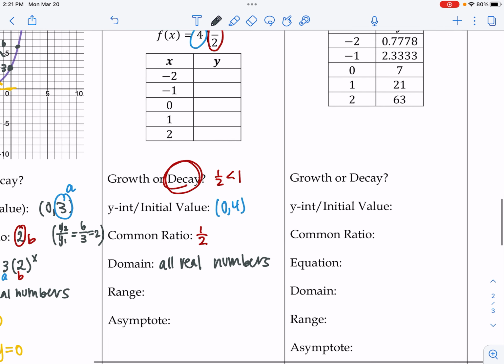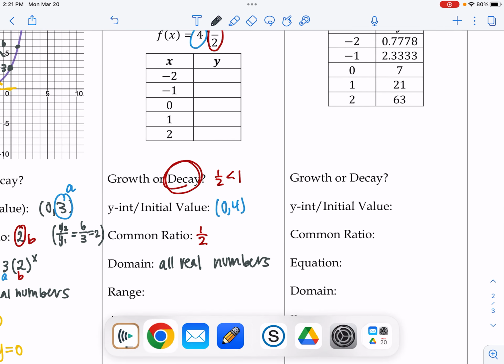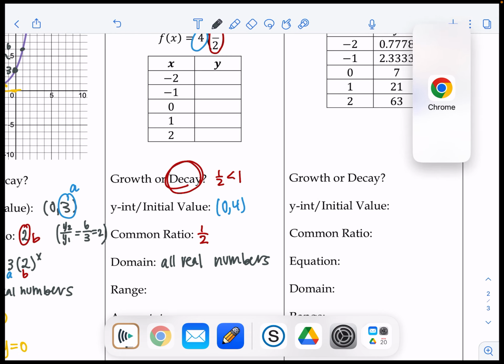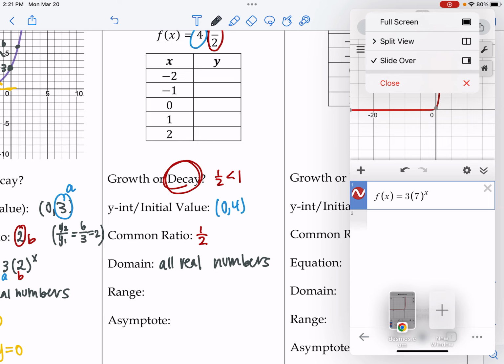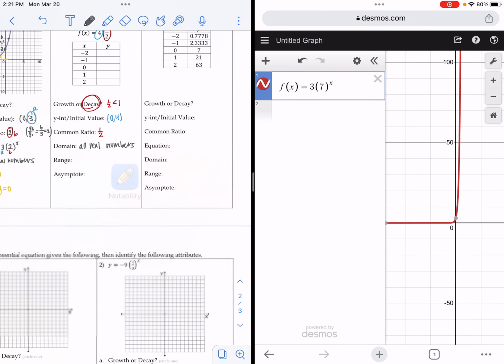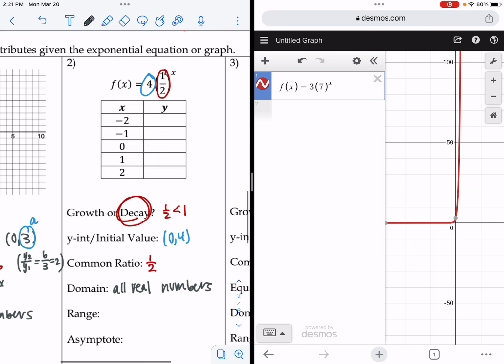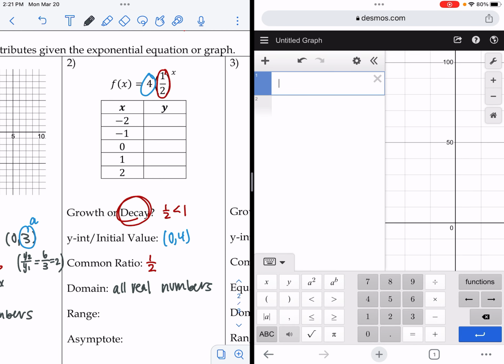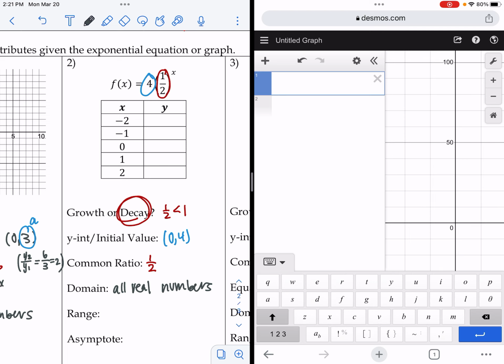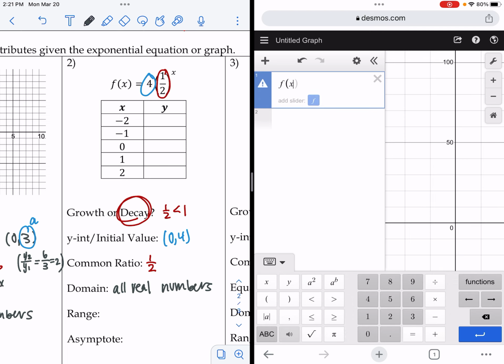And then now for the range and the asymptote, this is where you're going to want Desmos so you can see what the graph is looking like. And so we want to type in either y equals or f of x. I'll do f of x. Parenthesis 1 divided by 2, and then get out of the denominator, close your parentheses, and then click the A to the B button and type your x.